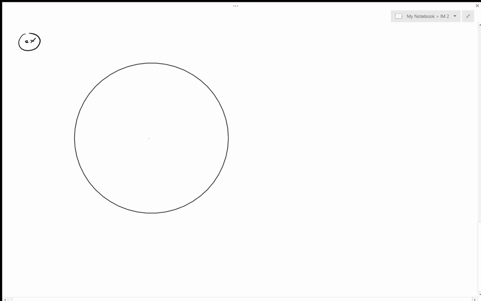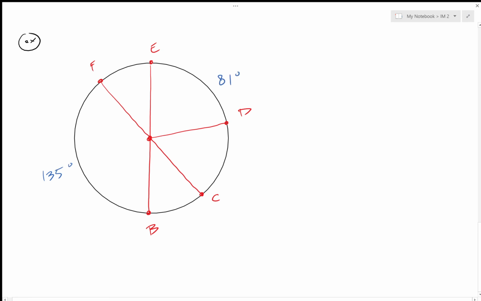Circle, center, angles. Now remember, a straight line through the center is still a central angle. All right. So we've got F, E, D, C, and B. And they're going to give us 135 degrees and 81 degrees.